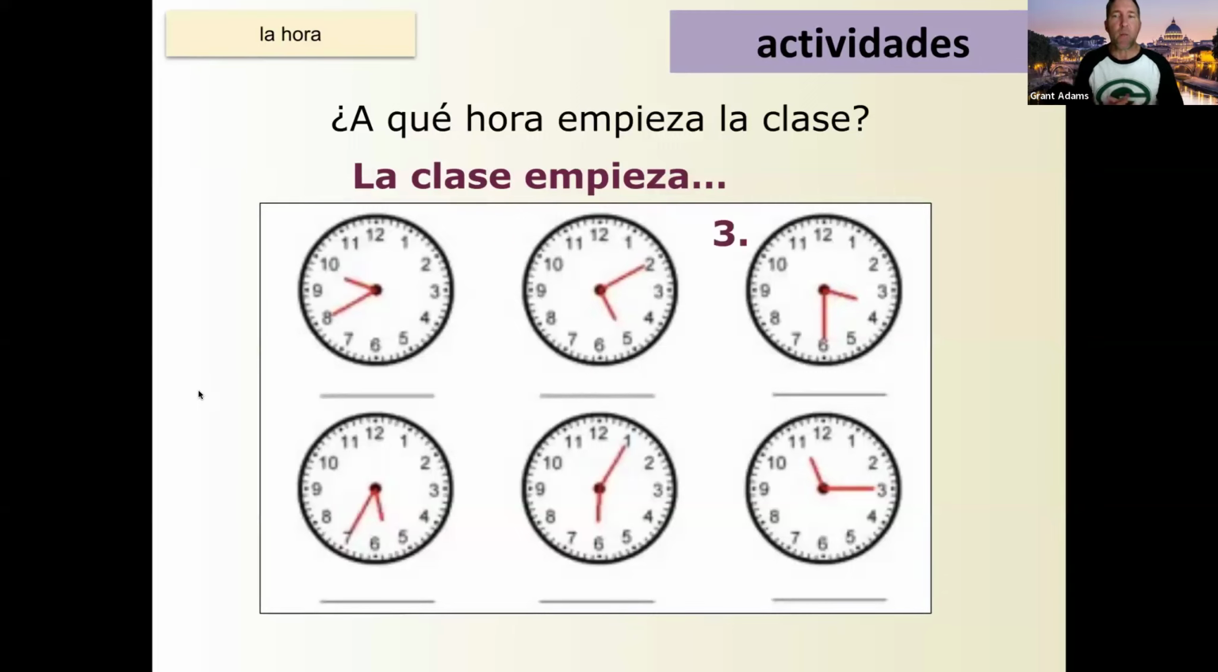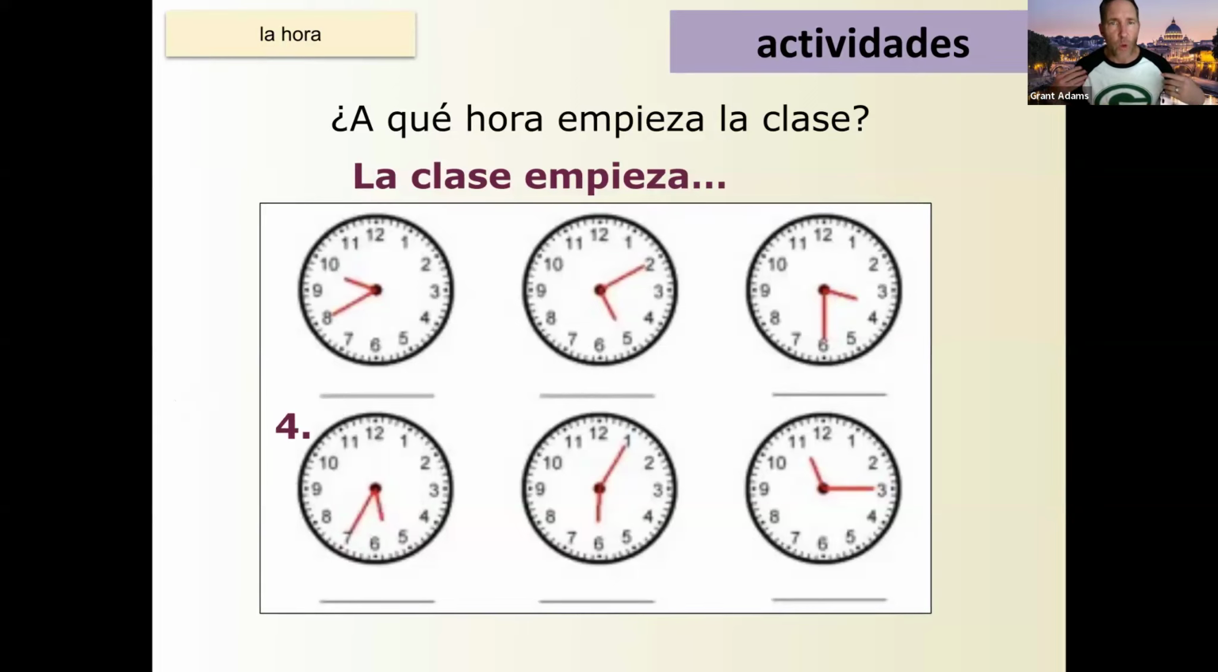Número 3, ¿a qué hora empieza la clase? Good, excelente. Wow, qué rápido. Muy bien, Amanda. Muy bien, Hila. Ok, excelente. Chris, excelente. Muy bien, la clase empieza a las 3:30. Número 4, ¿a qué hora empieza la clase?